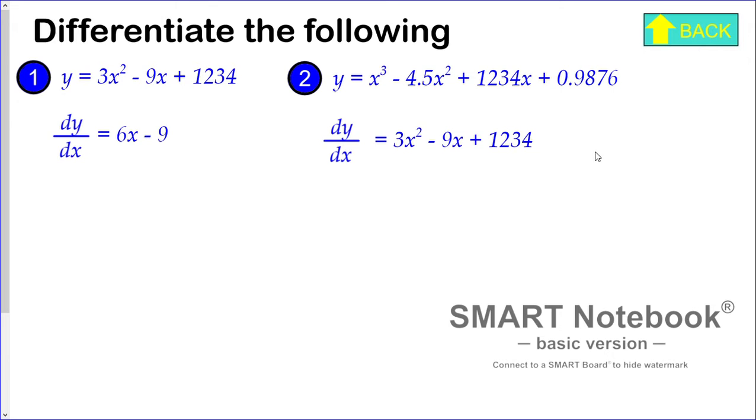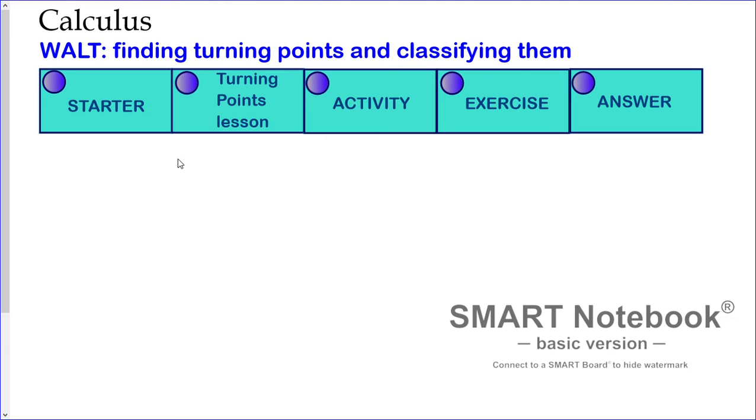Notice the derivative of number 2 is the exact same as the function in number 1. That's called the first derivative. So, if we derive it again, that is called the second derivative. You can actually do the derivative more than once. So we have the first derivative and the second derivative, just for informational purposes. Let's go on to the turning points lesson.